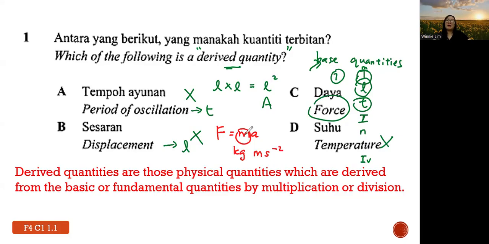So we have the operation of multiplications and also division between the mass in terms of kg, and then meter in terms of length, and then s squared, which is the idea of time. So this is the concept of derived quantity. So our answer is C.